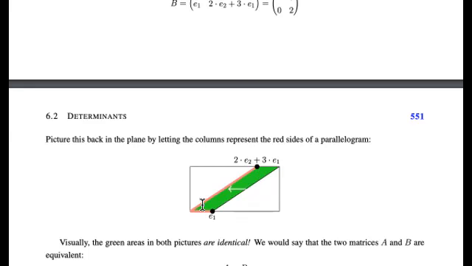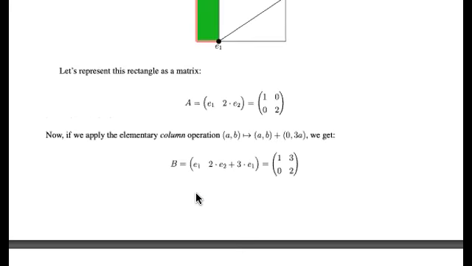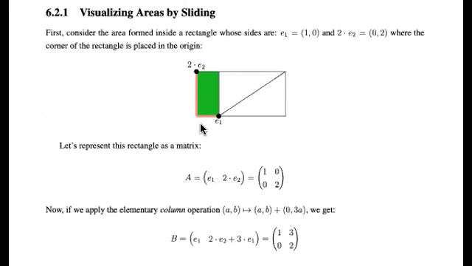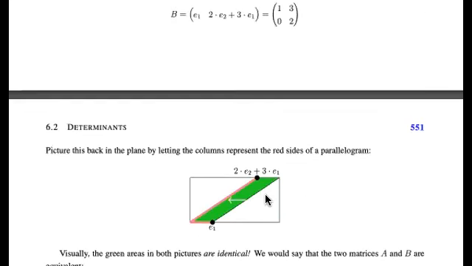And all we've done is simply added a multiple of one vector to another one. So if we have two vectors to begin with, and we add a multiple of one vector to another one, that's the same thing as sliding, and it preserves area.